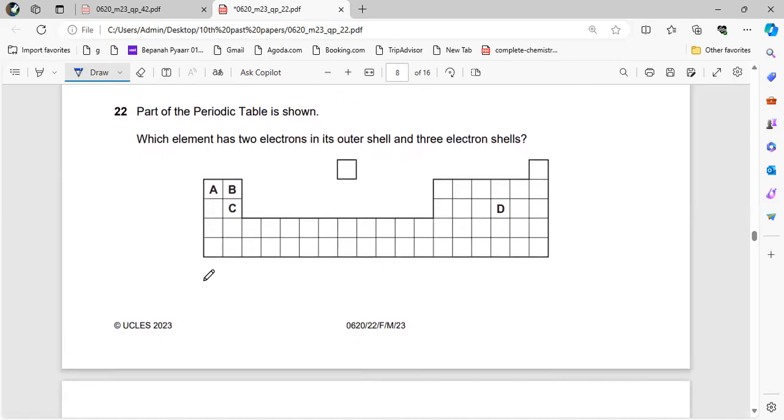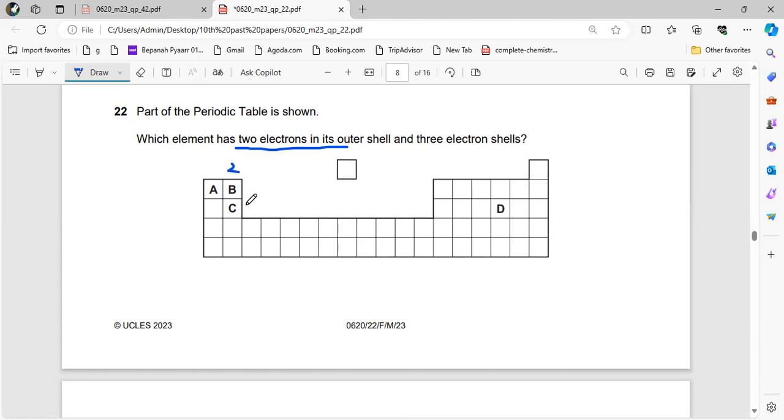Part of the periodic table is shown. Which element has 2 electrons in its outer shell and 3 electron shells? So in this case, you can see that here on the left of the periodic table, they have given metals. Okay. Now, when they talk about 2 electrons in the outer shell, so it is group 2. From the group number, we understand how many electrons are present in the outer shell. So it must be from group 2.